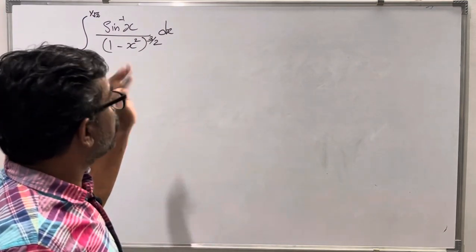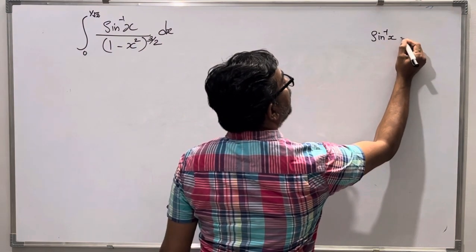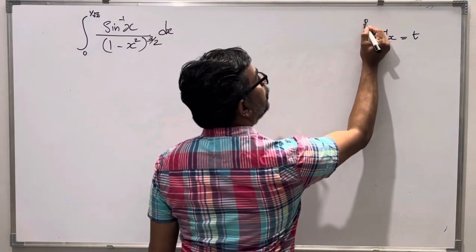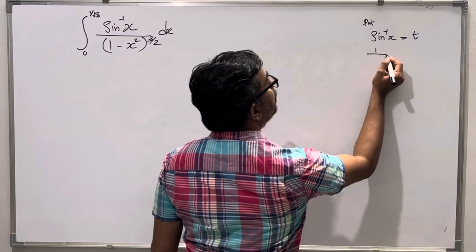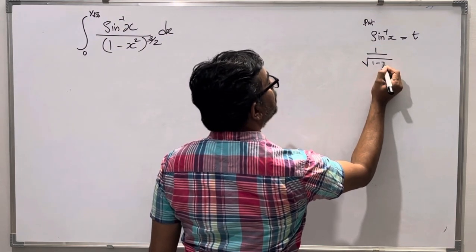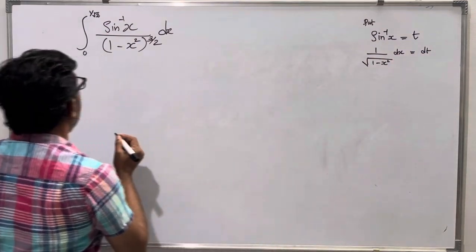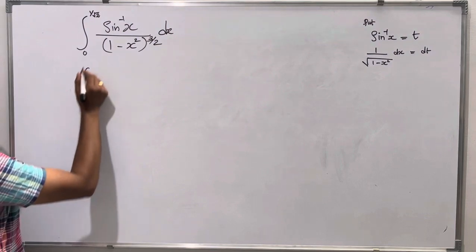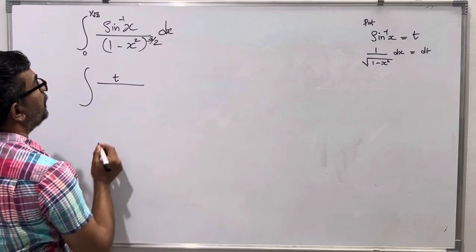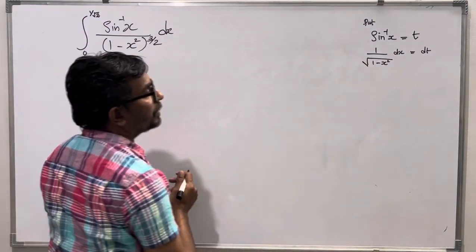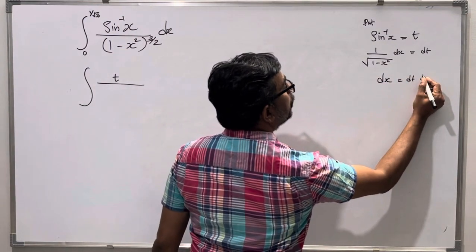Let us work it out. In the same fashion, I will do sine inverse x as t. We will do a substitution. We will put sine inverse x as t. So when you differentiate, 1 by root of 1 minus x square dx will be dt. If I continue, this will be t in the place of sine inverse x, and in the place of dx, see here I don't have 1 by root of 1 minus x square. So I will write dx as dt into root of 1 minus x square.